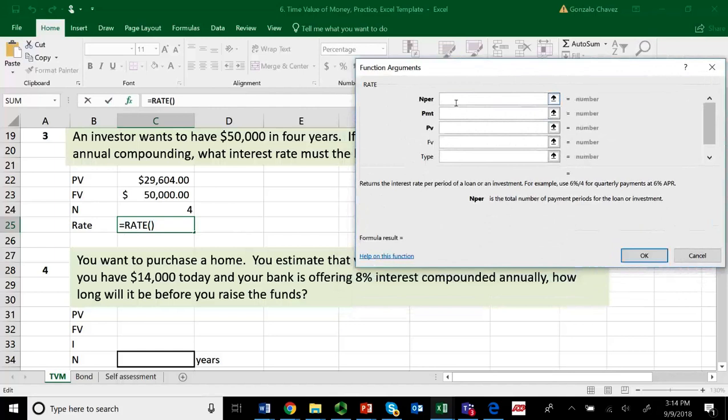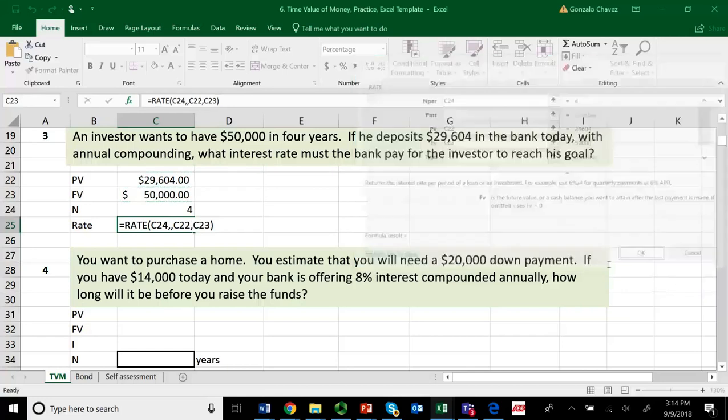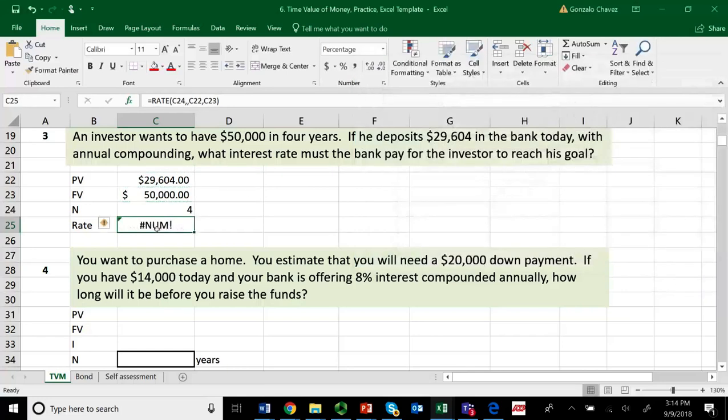Given the number of periods, that's easy, that's 4. The payment, there are no annuities here right now, so it's just an initial amount and then the final amount, so there are no periodic payments to be received or paid. The present value is 29, that's what we start with. The future value is $50,000, and the type is always left blank because we assume end of period payments. If you press OK, you will see that Excel can't solve this problem.